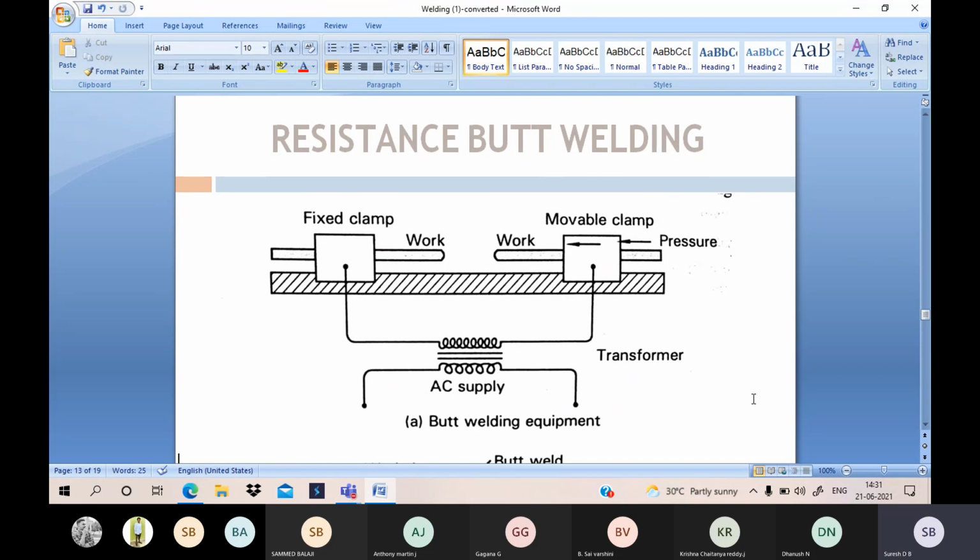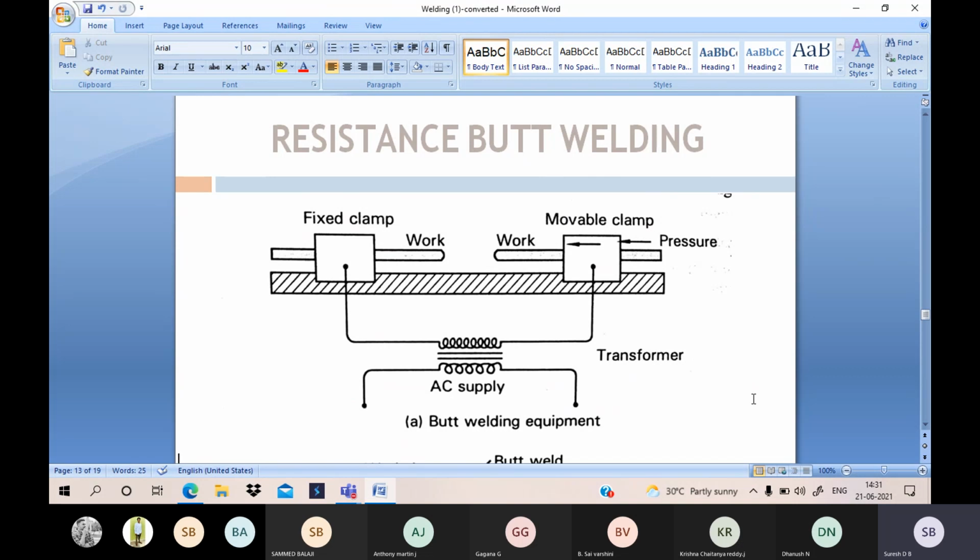Butt welding, lap welding, edge welding, corner welding, T-shape welding. Here, butt welding means how to join both the pieces. Both the side surfaces of the workpieces we can join. This type of welding is called a butt welding.